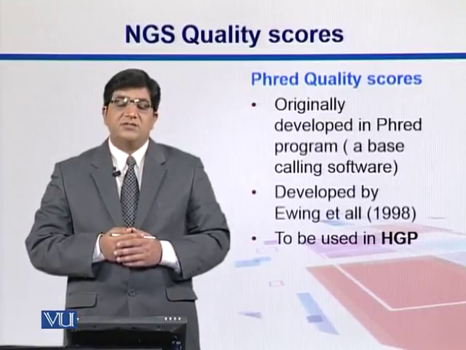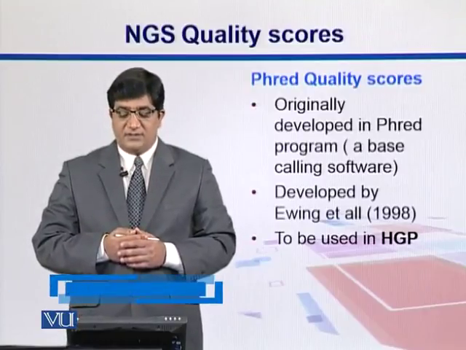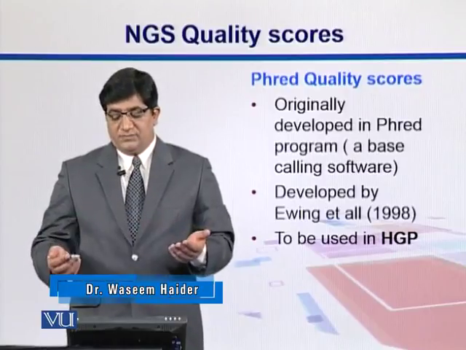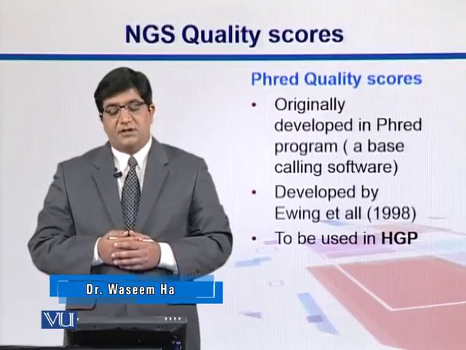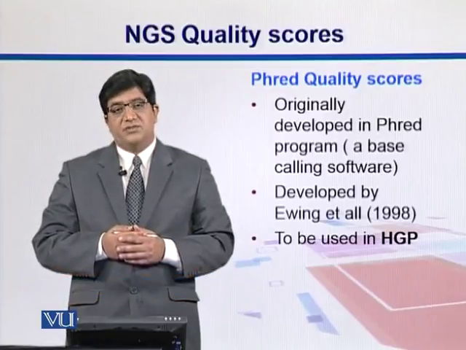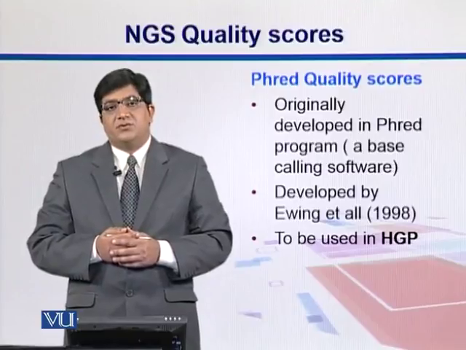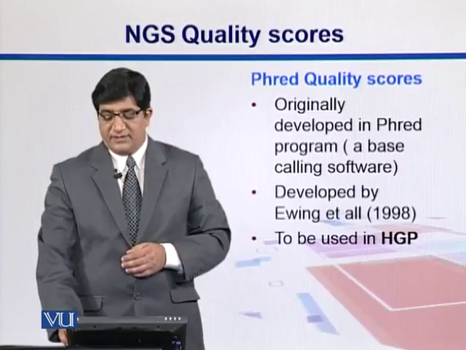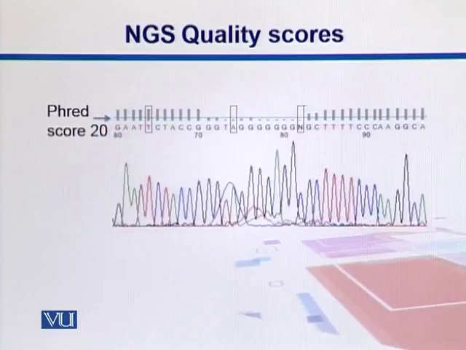Originally this quality score started as the Phred program, which was written by Ewing et al. to be used in the Human Genome Project. There they presented a scoring scheme which we call Phred scores. Here is a piece of a flowgram coming out of an automated sequencer, and we see different color peaks, and at the top we have their Phred quality scores.